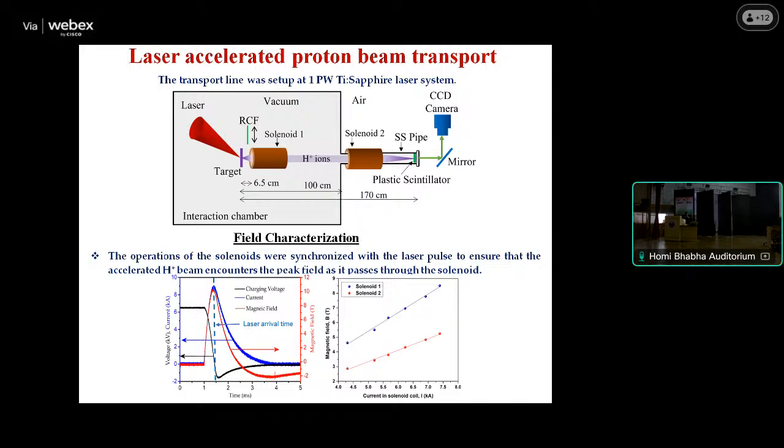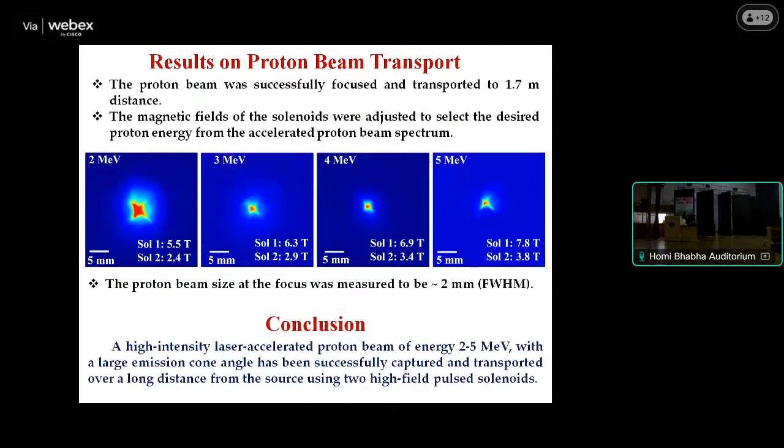So now, before using the solenoids in the experiment, we characterized its magnetic field, and here this figure shows the current pulse and the generated magnetic field. One important thing in this process was to synchronize the solenoid with the laser arrival timing, so that the proton bunch encounters the peak magnetic field when it passes through it. Now, these are our results.